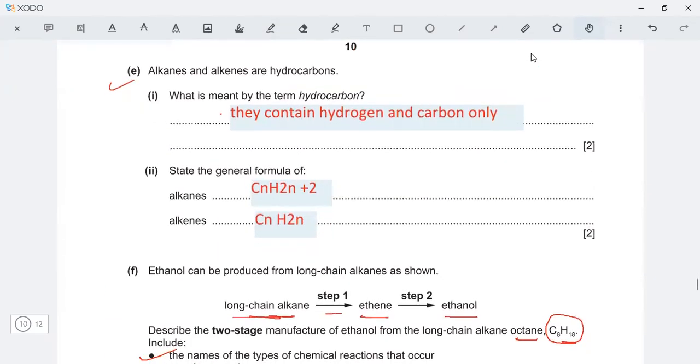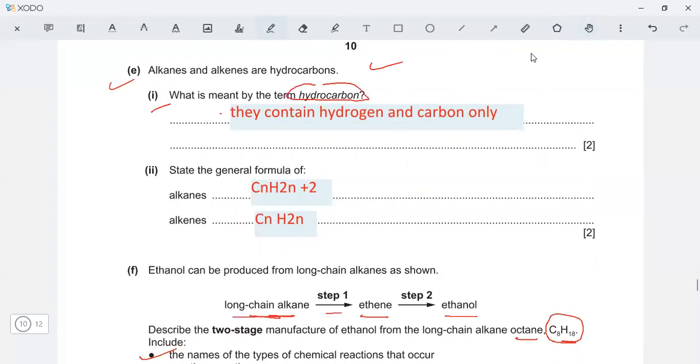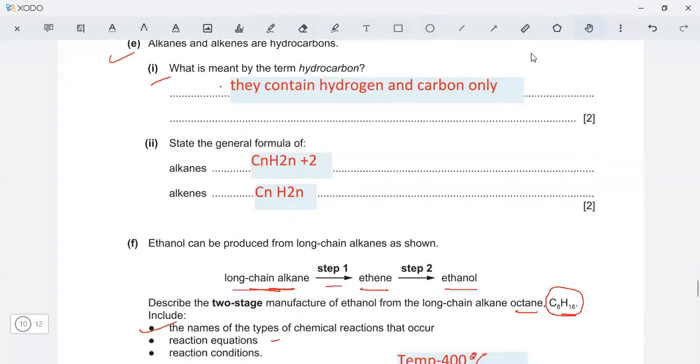Now, alkanes and alkenes are hydrocarbons. First bit, what is meant by the term hydrocarbon? You know that a hydrocarbon is a compound that contains hydrogen as well as carbon. Very simple. They contain hydrogen and carbon only. These are known as hydrocarbons.